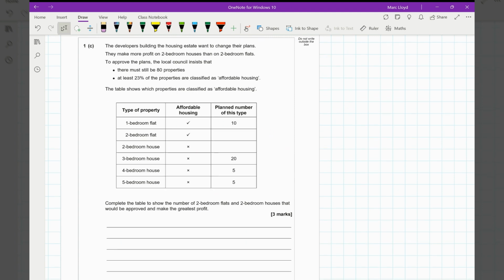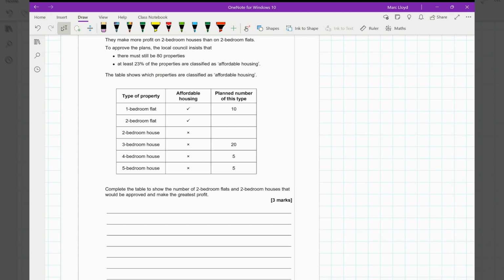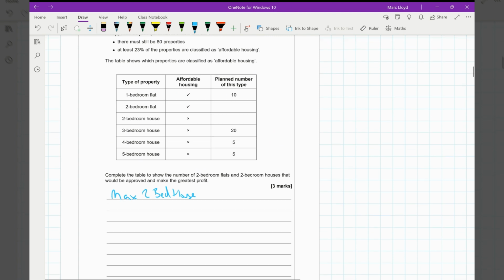Okay, question C. What a load of reading again. This is what core maths is all about. Reading a load and converting it into actual numbers. So the developers building the housing estate want to change their plans. They make more profit on 2-bedroom houses than on 2-bedroom flats. So we want to maximize 2-bed houses because we want more profit. Of course, we do. That's why people go into business. To approve the plans, the local council insists that there must be 80 properties. So we need 80, but 82 beds.